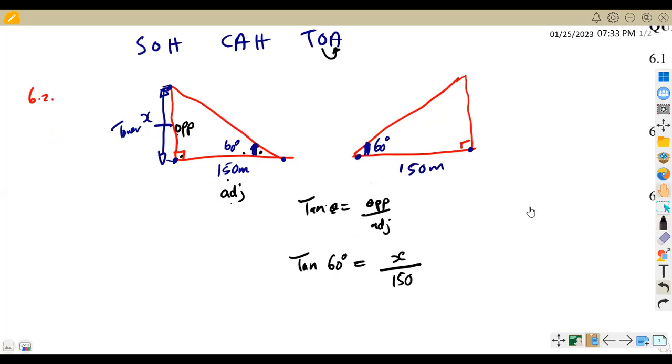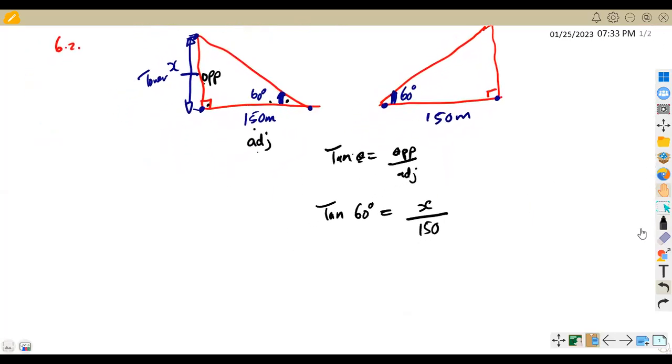So from this, we can calculate the value of x, which is representing the height. This is the same as over 1, so from your cross multiplication, 1 times x, that is x, is equal to 150 times tan of 60. That's 150 tan of 60 degrees. So that's you and your calculator at this moment, guys.